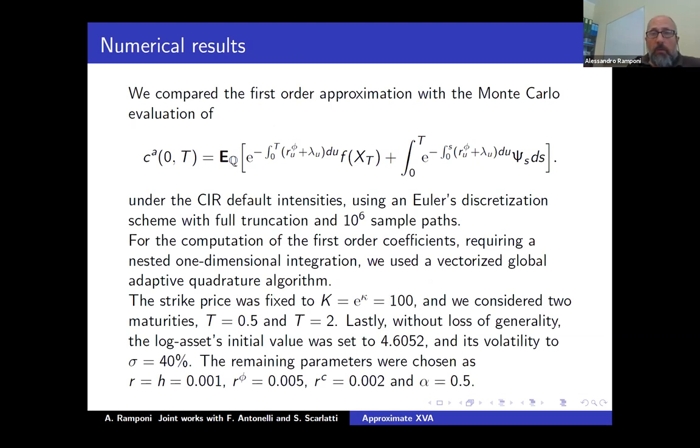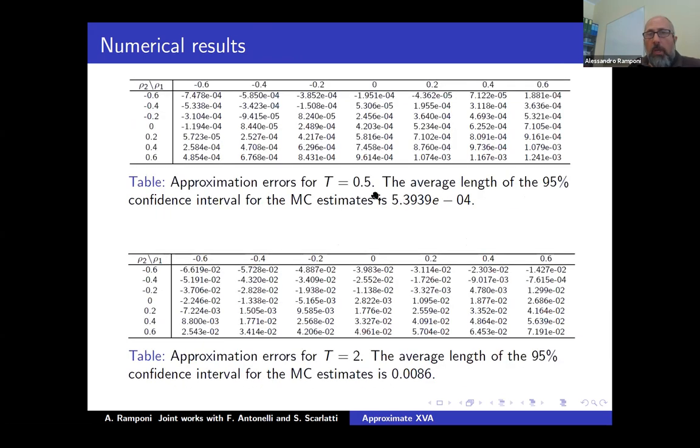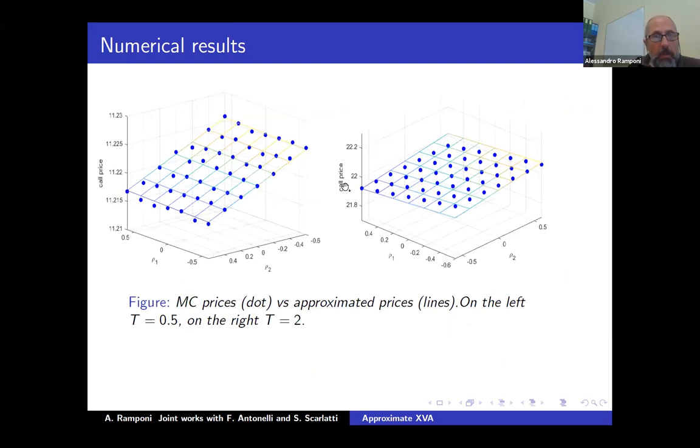So the results of this first order approximation are compared to a Monte Carlo approximation of this quantity, which is the solution of the BSDE with our assumption. And we get very interesting results that can be shown here. Here I have the table for the error between the first order approximation and the Monte Carlo price, which are reported here in a graphical form. So I finished my presentation, and okay, thank you.